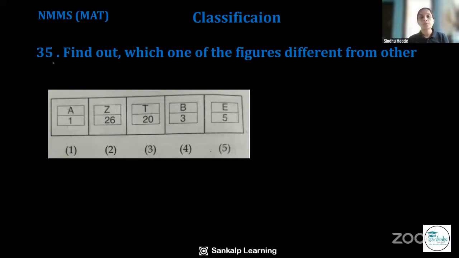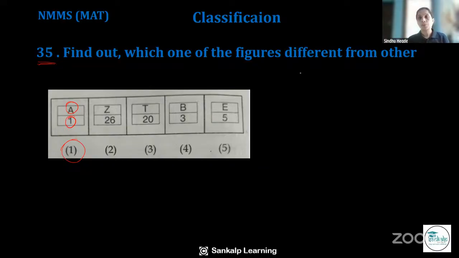Let us see question number 35 of the chapter NMMS Math Classification Non-Verbal. Find out which one of the figures is different from the others. So these all are the images. Come to image 1, this contains A, and below that a number is there. In all 5 images, the upper row shows the alphabet, the lower row shows the number. On the basis of that, we will find out which one is different. So here first A1, second Z26, third T20, B3, E5. These all show the alphabet and their alphabetical order.